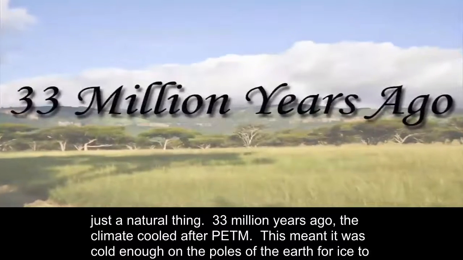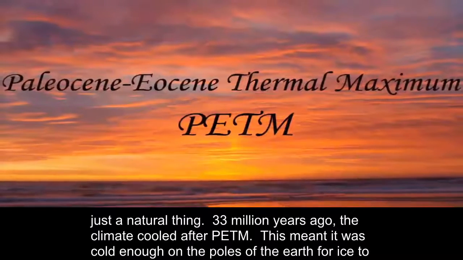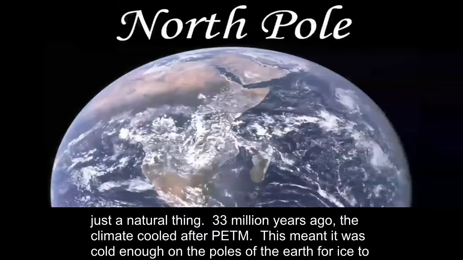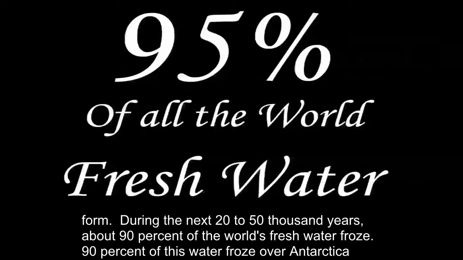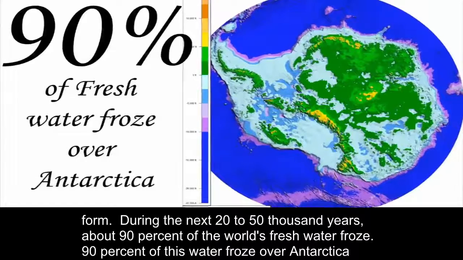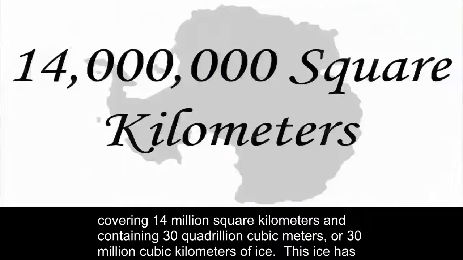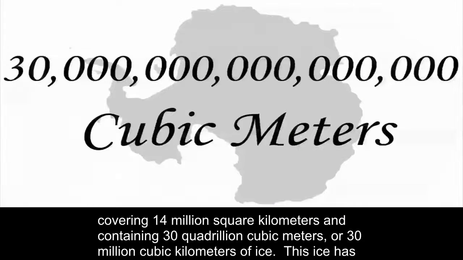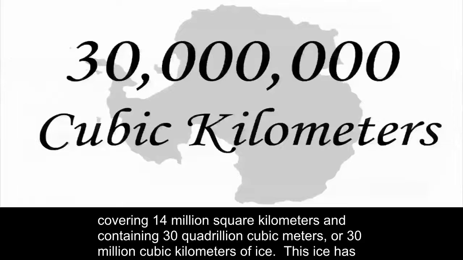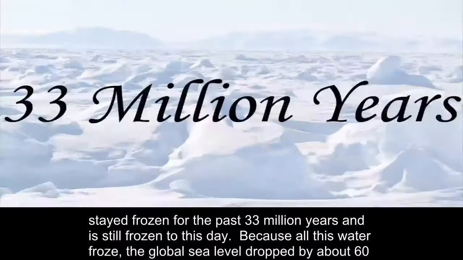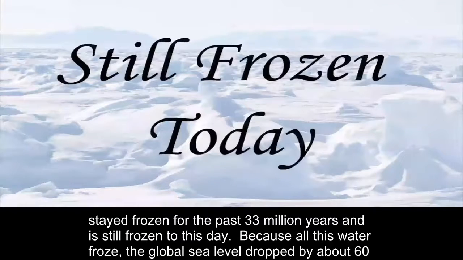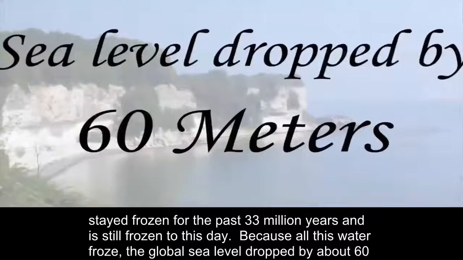33 million years ago, the climate cooled after PETM. This meant it was cold enough on the poles of the Earth for ice to form. During the next 20 to 50,000 years, about 90% of the world's fresh water froze. 90% of this water froze over Antarctica, covering 14 million square kilometers and containing 30 quadrillion cubic meters, or 30 million cubic kilometers of ice. This ice has stayed frozen for the past 33 million years and is still frozen to this day. Because all this water froze, the global sea level dropped by about 60 meters.